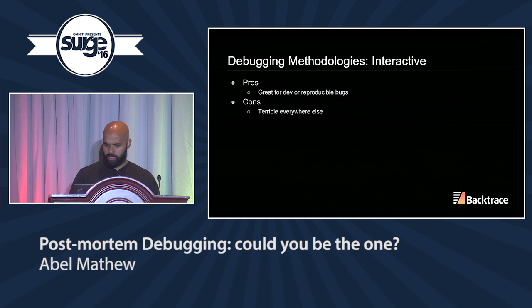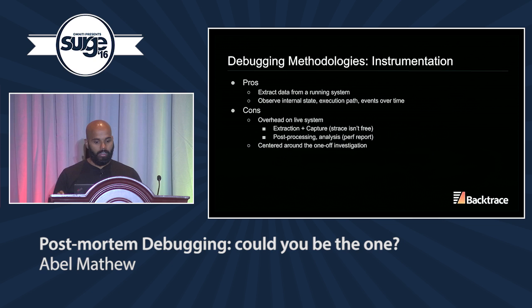So interactive debugging is great for development and reproducible bugs, but it's terrible everywhere else. You don't want to use an interactive debugger in production. You don't want to attach a debugger to a live database. It's going to slow everything down. It's going to ruin your night and day. The next methodology is instrumentation.